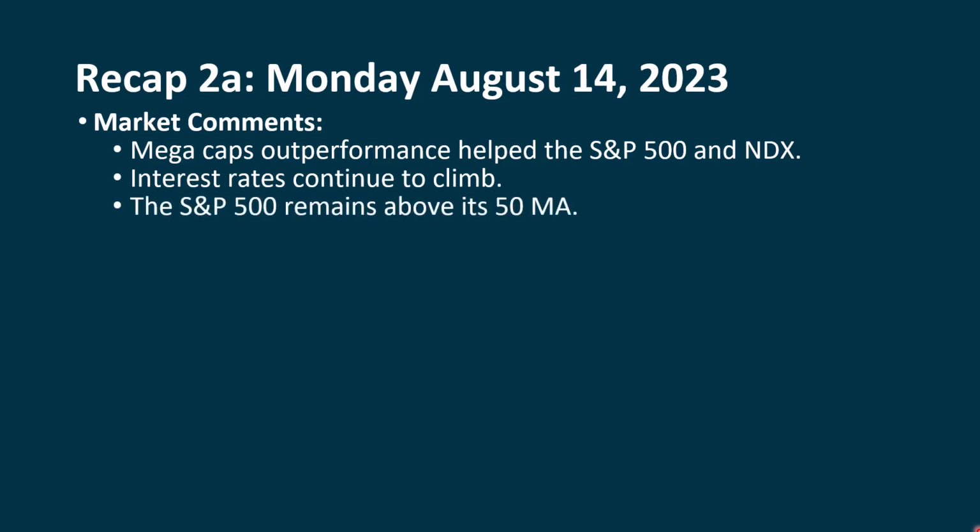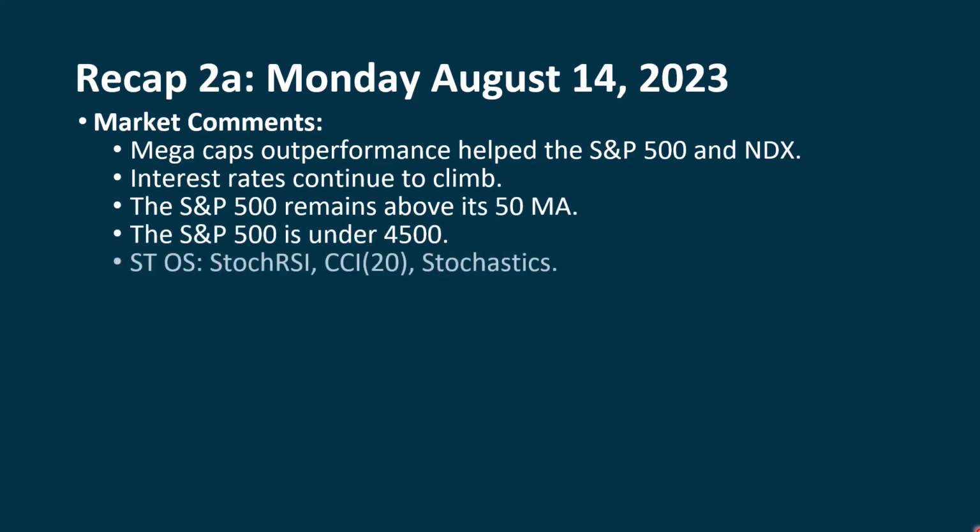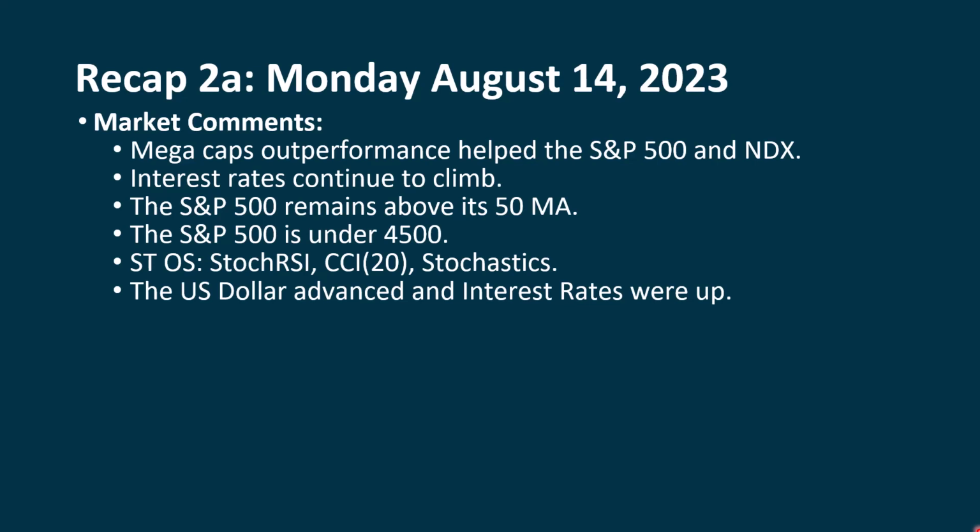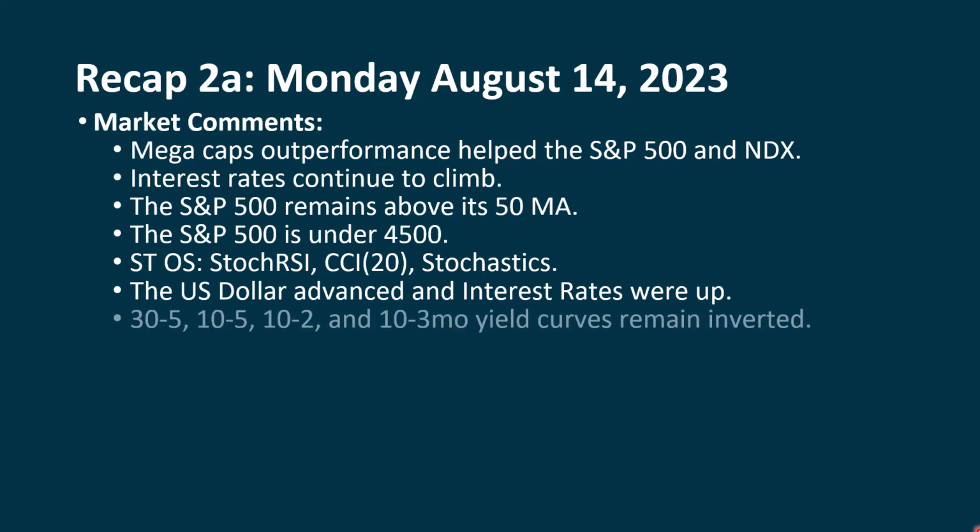The S&P still remains above its 50-period moving average. The S&P, though, is still under 4,500. On a short-term basis, we have the Stochastic RSI, the CCI 20, and the stochastics that are giving us extreme negative readings, also suggesting that we continue to be oversold. The dollar was up and interest rates were also up. Usually this is a headwind for stocks, but it didn't really work out that way on Monday.